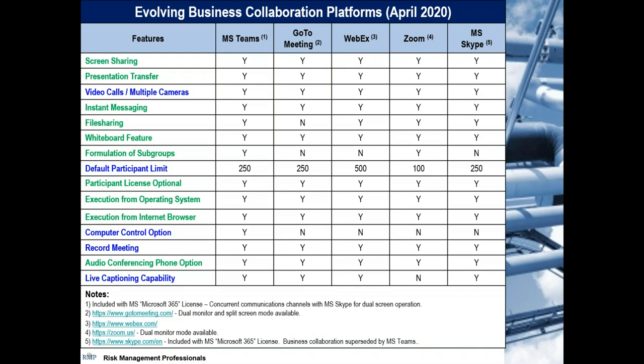Being able to execute from the operating system or an internet browser is important when you've got a distributed workforce, either during normal conditions when you're doing your remote PHA or now during the pandemic. Different people have different bandwidths, and they get different hardware and software platforms, especially if they're working out of their homes. So the ability to invoke these software packages from the operating system or an internet browser is super important.